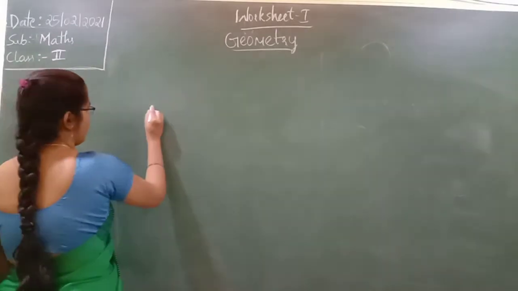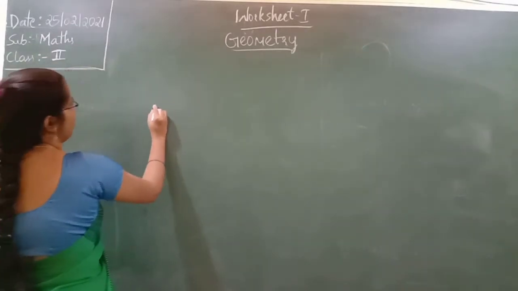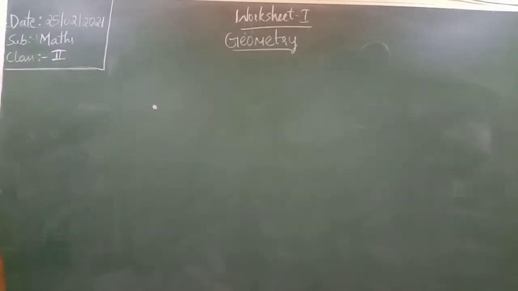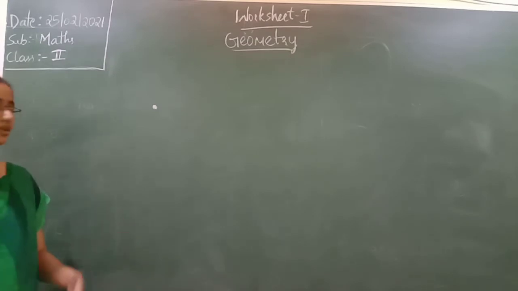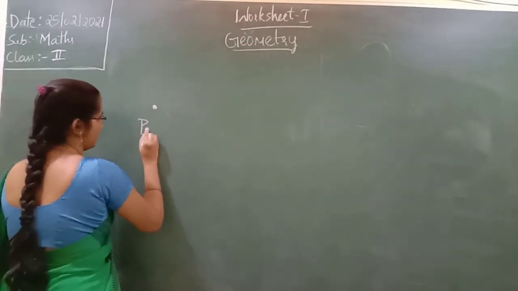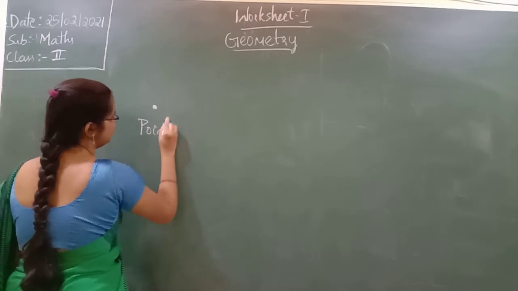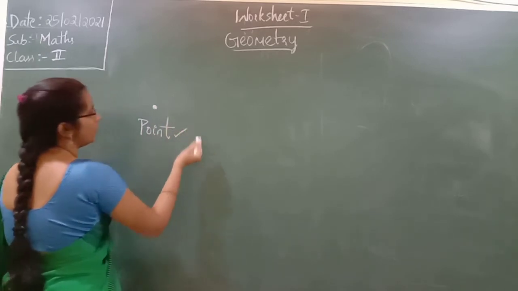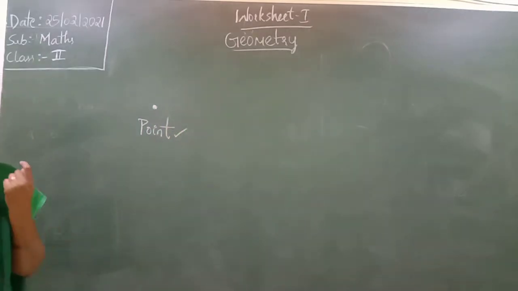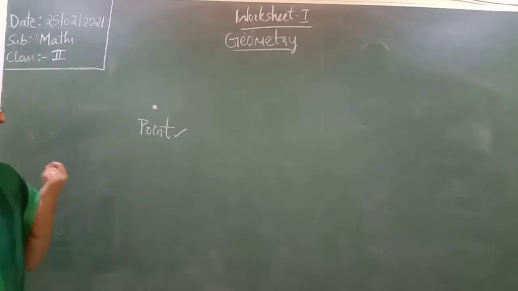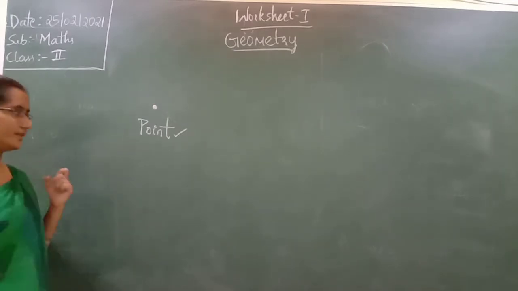Okay, what is this, a dot? What do we call a dot mathematically? Point. This will be a point. A dot in geometry we call a point.